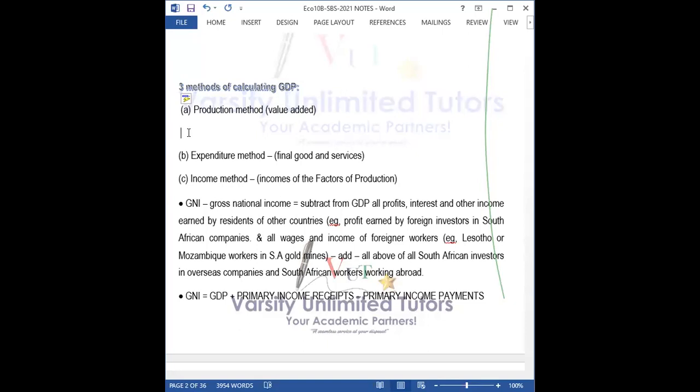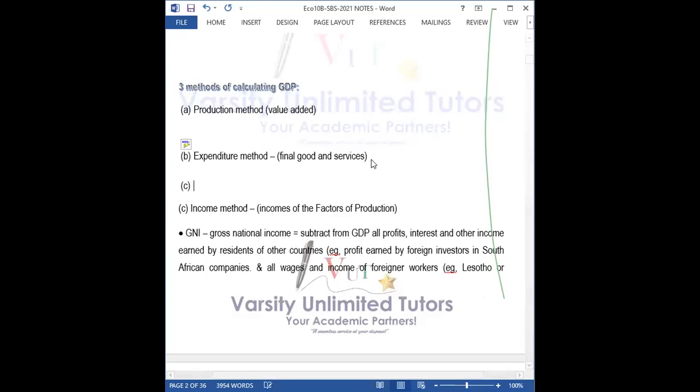The value that is being added at each stage of that production process is what we are referring to as the value addition between the productivity stages. And that is what we're going to be using to calculate the production method. For now, let's just keep that in mind. We're going to be looking at that one later in greater detail.